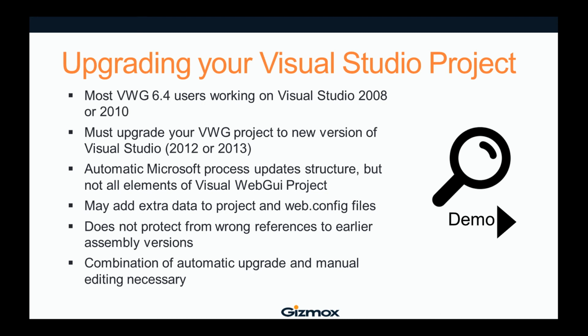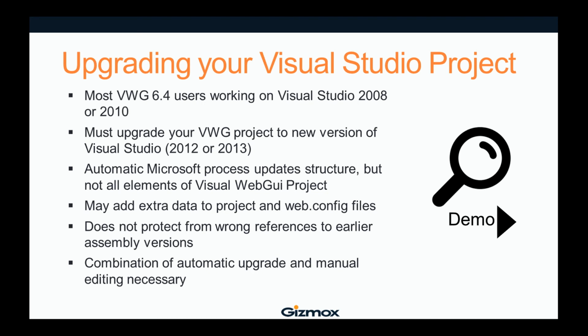Yeah, so we're going to upgrade the Visual Studio project. So first of all, you should know that Visual WebGui can be installed side by side on two different versions of Visual Studio. So for instance, if you're using the current project of Visual WebGui 6.4 with Visual Studio 2008, you can install a new version of Visual WebGui on Visual Studio 2012 or 2013 and have it side by side with the older Visual WebGui. We're going to take the project from Visual WebGui 6.4 using 2008.